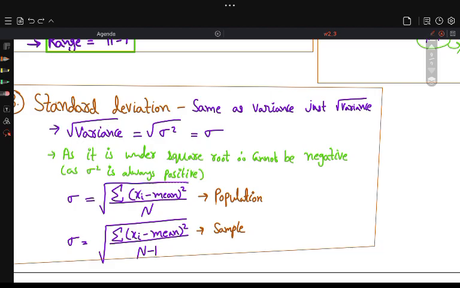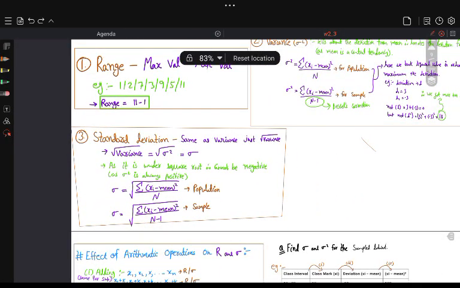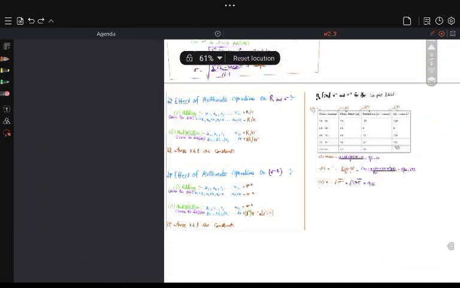Any number squared, if we square minus 2, then comes 4. If we square 2, then also comes 4. So whether the number is negative or positive, when it is squared, it comes out to be positive. So variance, that is the square of the deviation, will always be positive. And as variance is positive and it is under root, anything under root must be positive. So in short, variance and standard deviation both will always be positive, and the formula is the same as variance. Just take root over it and we will get the formula.